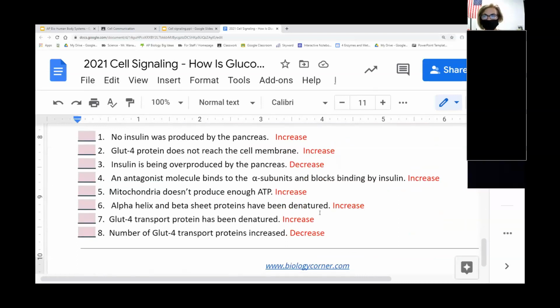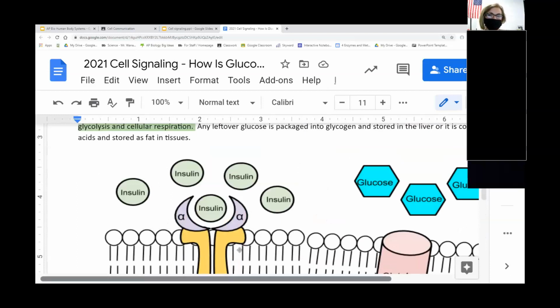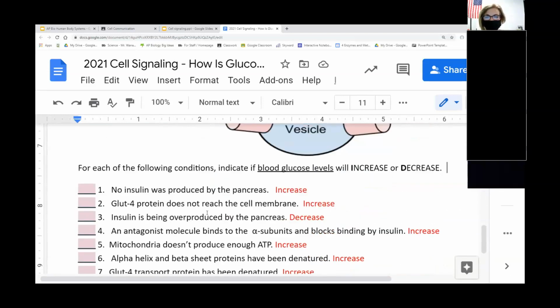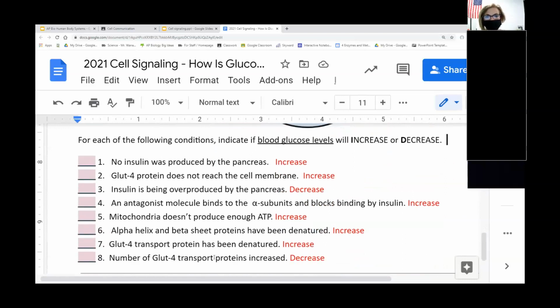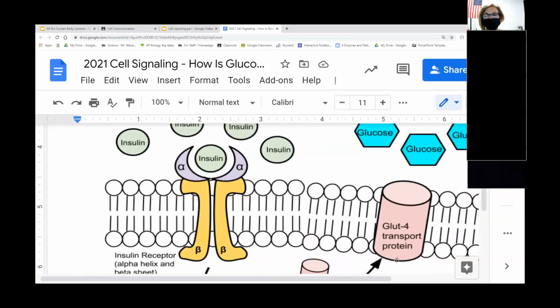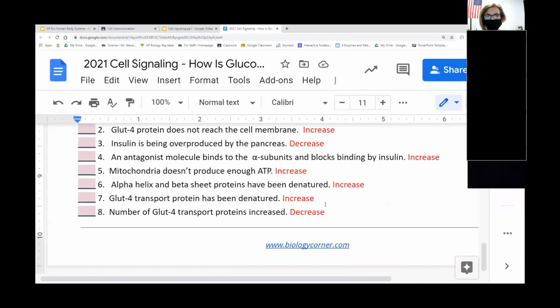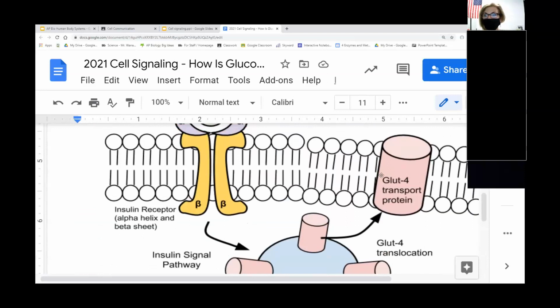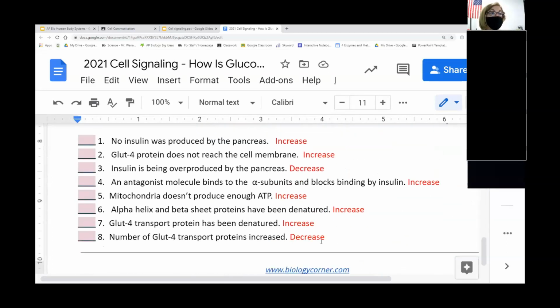Alpha helix beta sheet proteins have been denatured. Again, we need this shape to match the insulin. If it doesn't match, it won't do its job, so that will cause an increase. The GLUT4 protein, if it's denatured, once again won't be able to shuttle glucose across, so it should increase. And the number of GLUT4 transport proteins increases. If I have more shuttles, I should be able to move more glucose, so that would cause a decrease in the blood. Agree with all those? Excelente.